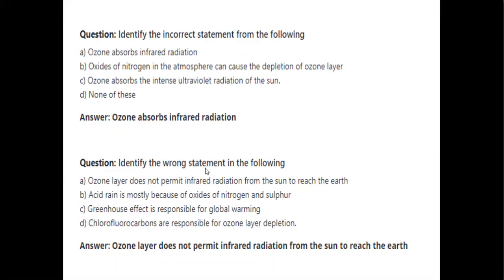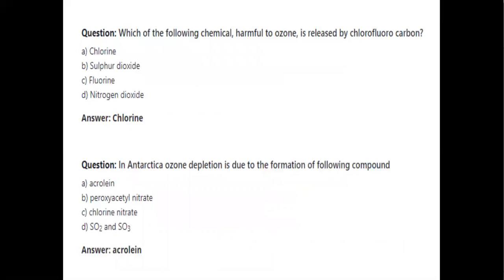Identify the wrong statement in the following. Which one is wrong? Chlorofluorocarbon responsible for ozone layer depletion is right. Greenhouse effect is responsible for global warming is also right. Acid rain is mostly because of oxides of nitrogen and sulfur is also right. Ozone layer does not permit infrared radiation from the sun to the earth, so this one is your wrong statement. So option A is the right answer here.